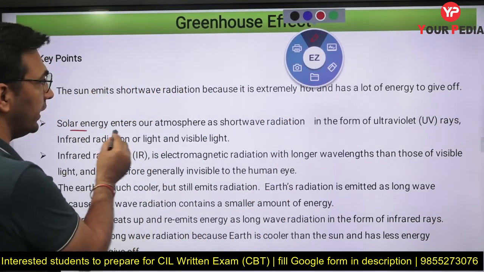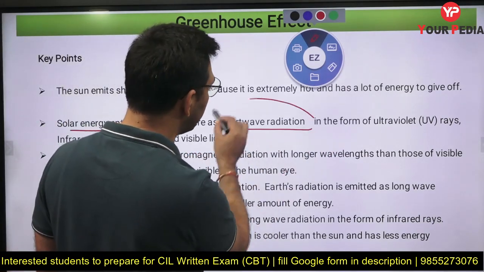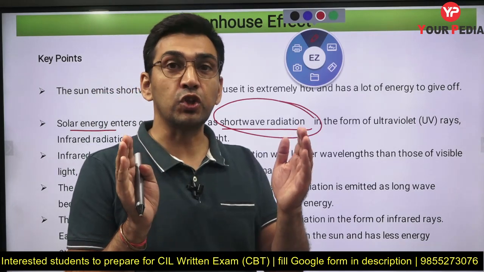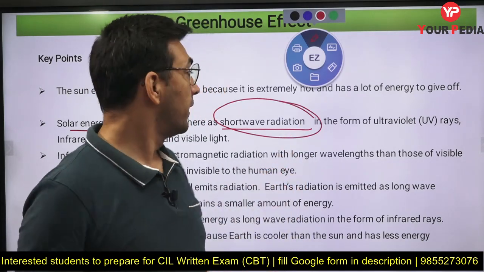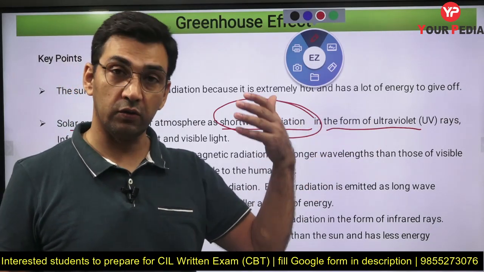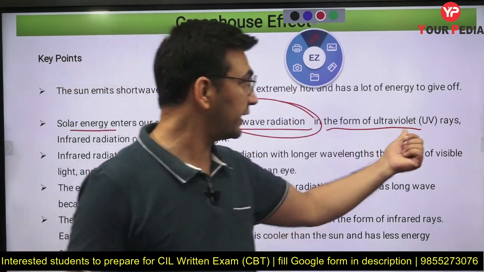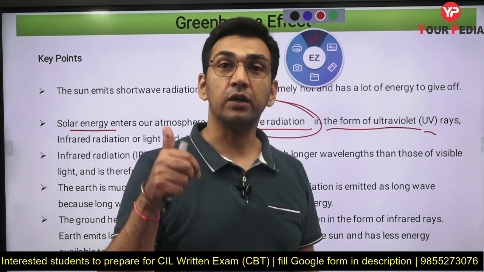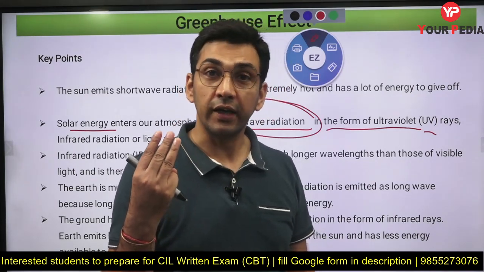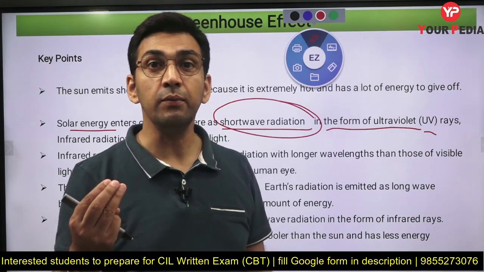So if we talk about the sun, all of the energy that we are getting from the sun is in the form of short wave radiation, okay, that have shorter wavelength. And what are the major forms of those radiations? Mainly they are in the form of ultraviolet, visible light, and then infrared radiation. So these are the three main radiation forms that we get.